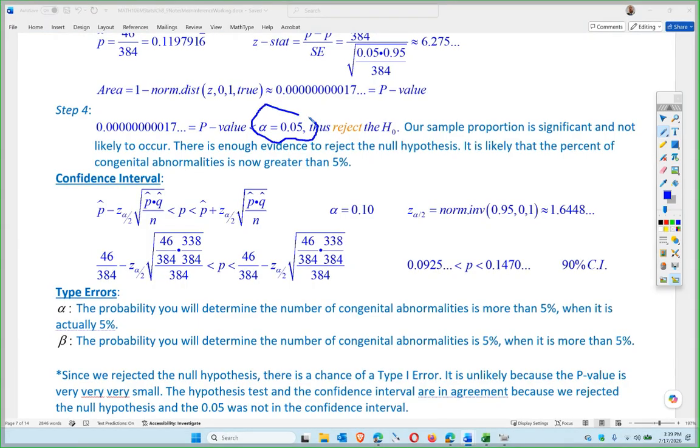So 0.05 by default is known as the Fisher value. Fisher is the guy who did statistics many hundreds of years ago, in the 1700s. And that's what people use nowadays by default, unless otherwise specified or calculated.